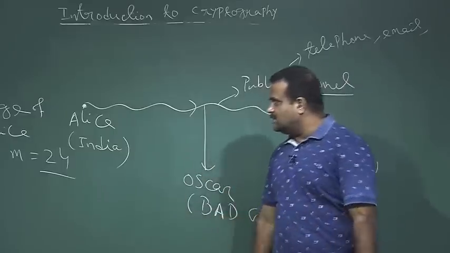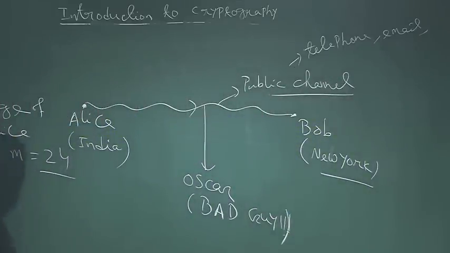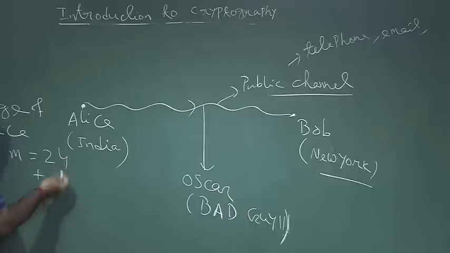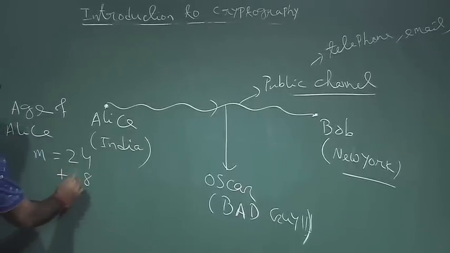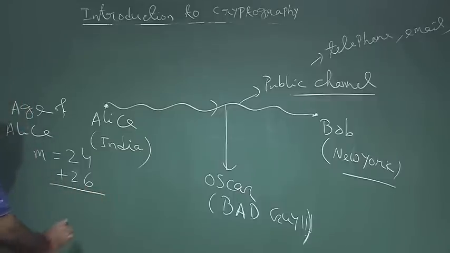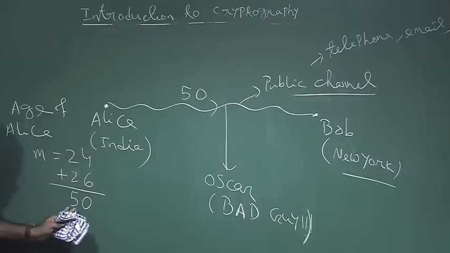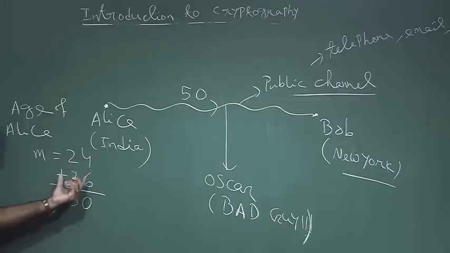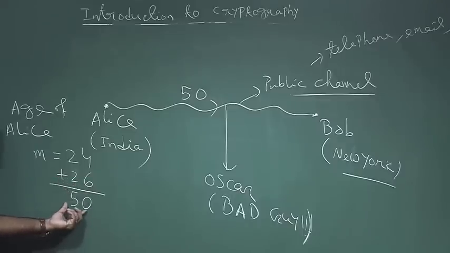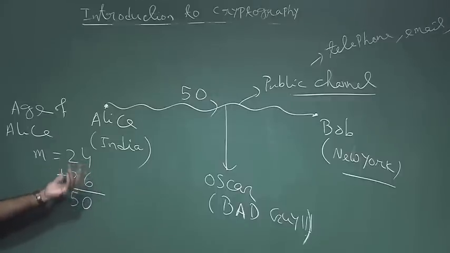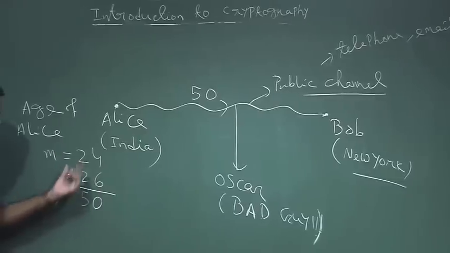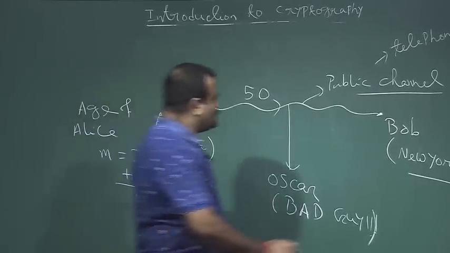Alice can add something to this, say add 20, or multiply by 10. Say Alice adds 26, a round figure. So 24 plus 26 is 50. Now Alice sends 50 over this public channel. 50 is not Alice's original age. Alice's original age is 24, but Alice added 26 to it and got 50. Alice could also multiply by 3, that is also possible, but this way Alice is hiding the original information. So Bob is receiving 50.